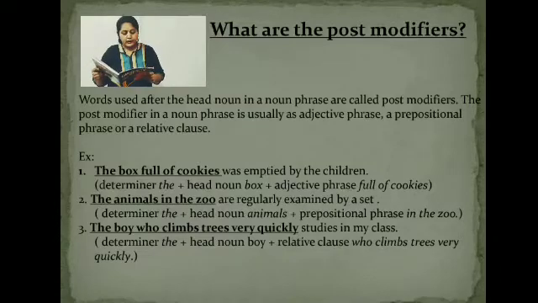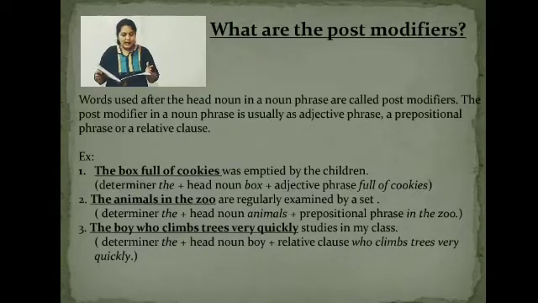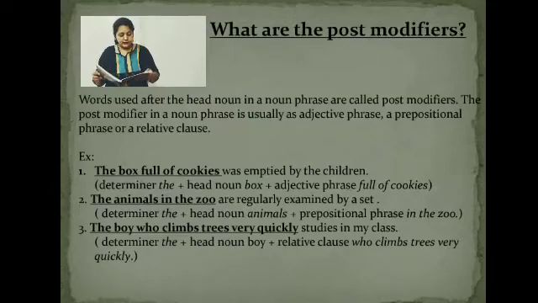Then the next one is: the boy who climbs trees very quickly studies in my class. Which boy? That boy who climbs trees very quickly. Now here some more information is being given about the head noun in this noun phrase, boy, and before that boy a determiner is placed, and then who climbs trees very quickly. Up to here it is the relative clause of the noun phrase. So this is what there is about post modifiers.